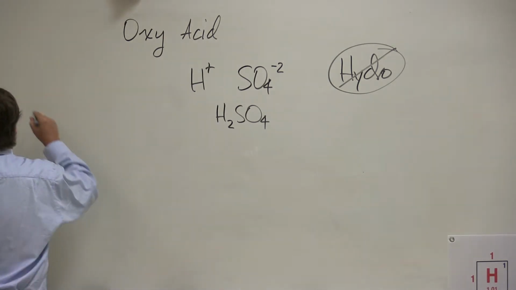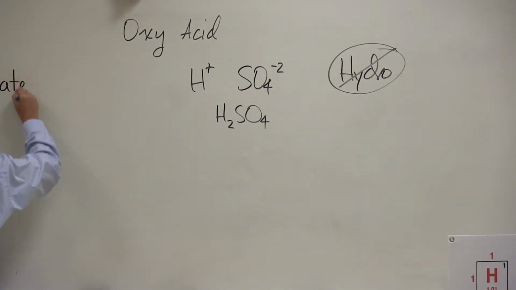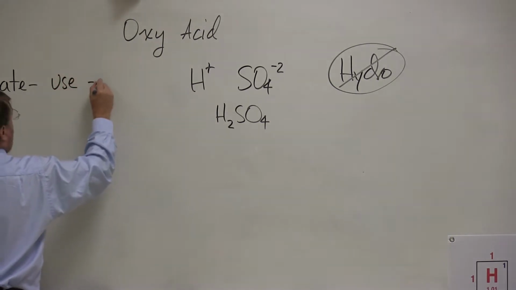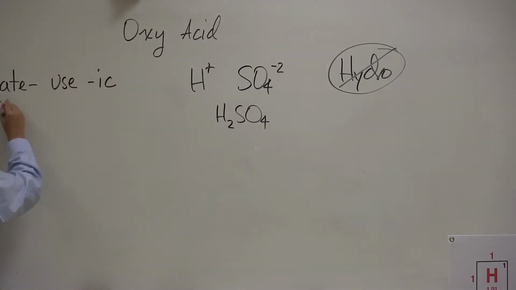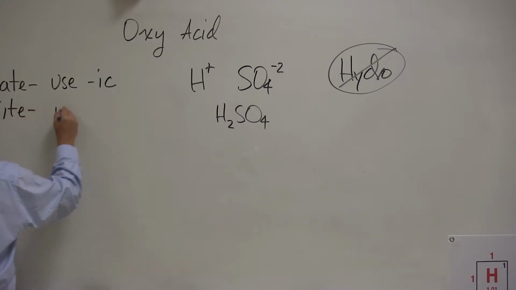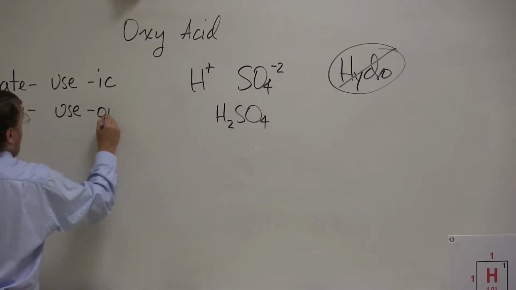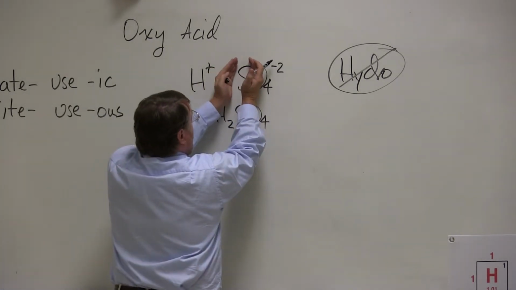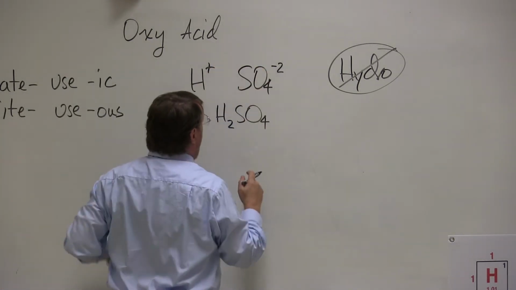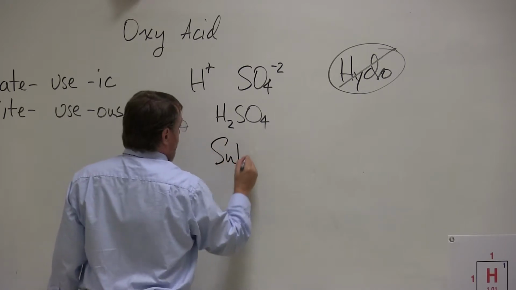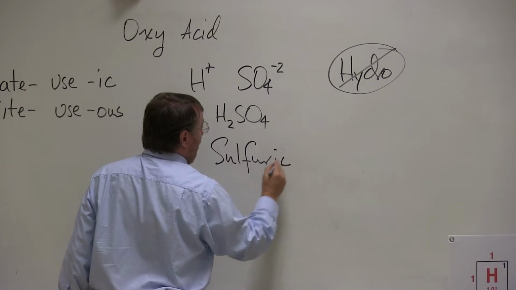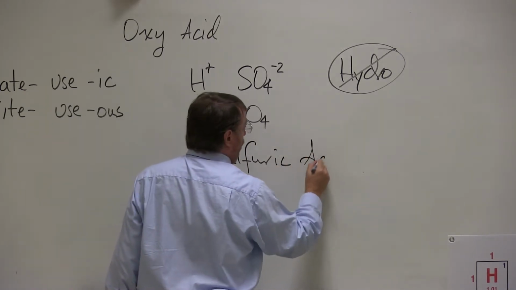Well, there's two rules. If the polyatomic ion is an -ate ion, then we're going to use -ic. If the polyatomic ion is an -ite ion, then we're going to use -ous. So we'll take the element that creates the polyatomic ion, in this case sulfur, no hydro, and then since this is an -ate, we'll put -ic on it, and then the word acid.